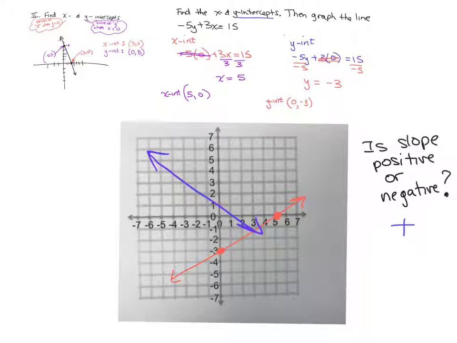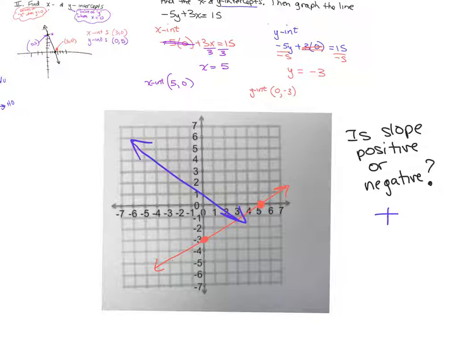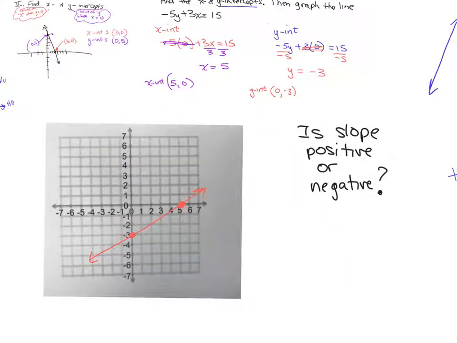Just as a quick aside, a vertical line has undefined slope. A horizontal line has a slope of 0. Okay? Which we will cover in a minute. Okay. There's the next one.